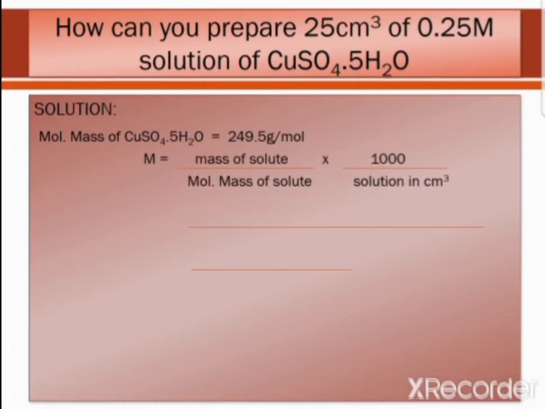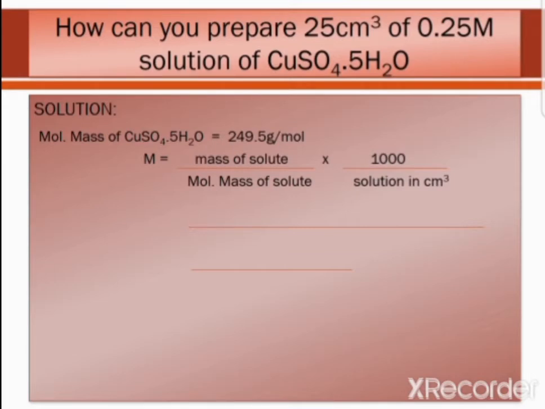Let us prepare another solution. How can you prepare 25 cubic centimeter of 0.25 molar solution of copper sulfate, that is CuSO4·5H2O, with 5 molecules of water of crystallization? Now let us solve this numerical. Molecular mass of copper sulfate pentahydrate is 249.5 grams per mole.